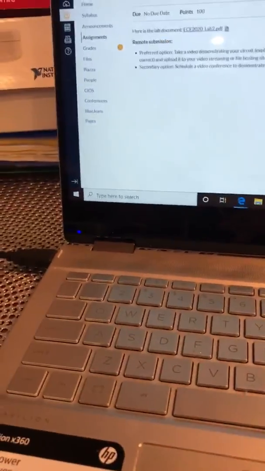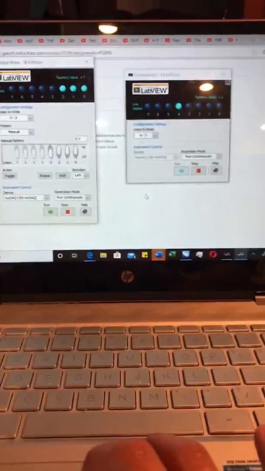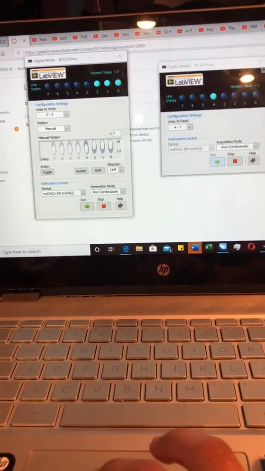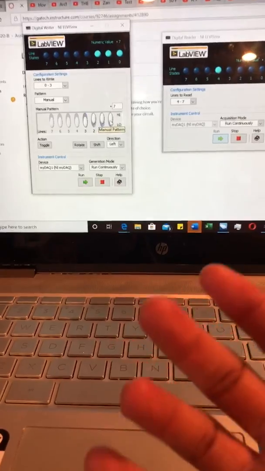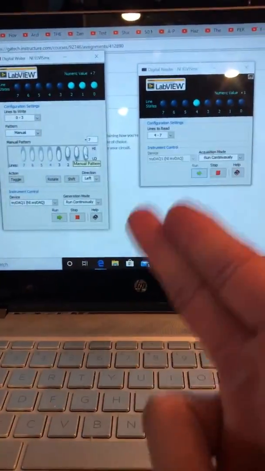I'm going to be testing it by testing all of the input combinations here, and show you that the input combinations that we want on paper are the same ones that we want here.